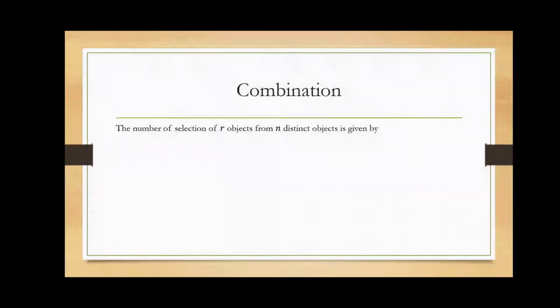We are just selecting a few objects. So here the arrangement is not important. We are just going to pick a few objects from a given set of objects, and the number of ways we can do so is called combination. So to begin with, if I am selecting r objects from n distinct objects, now mind you, we are talking about distinct objects. If there are objects which are alike, then we can follow the same way which we have done in case of permutation.